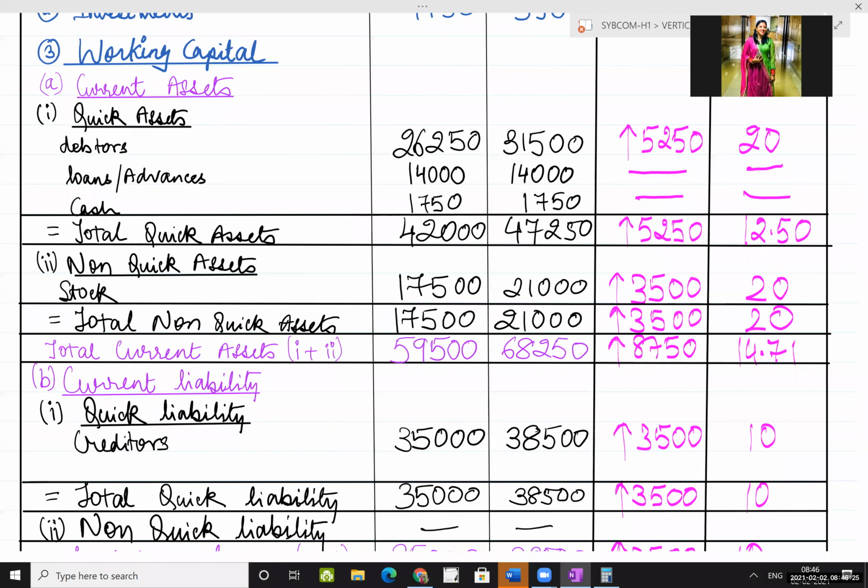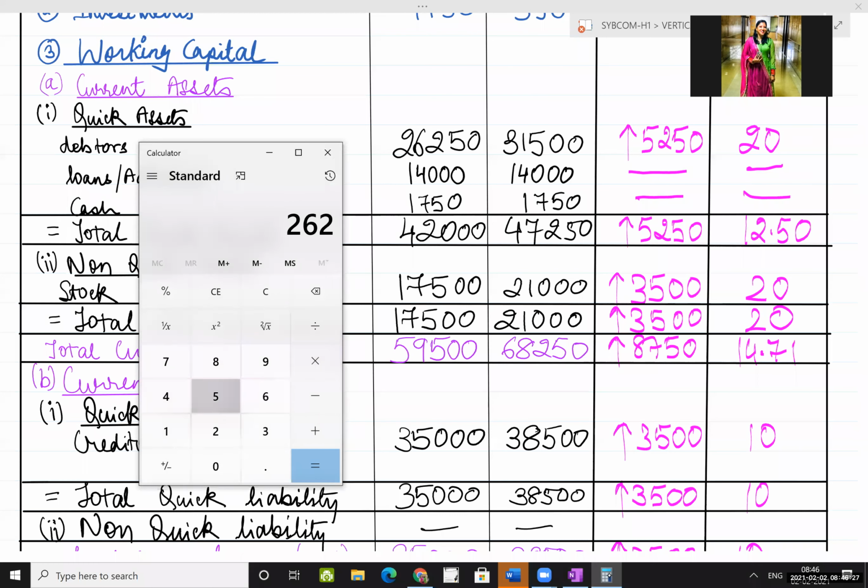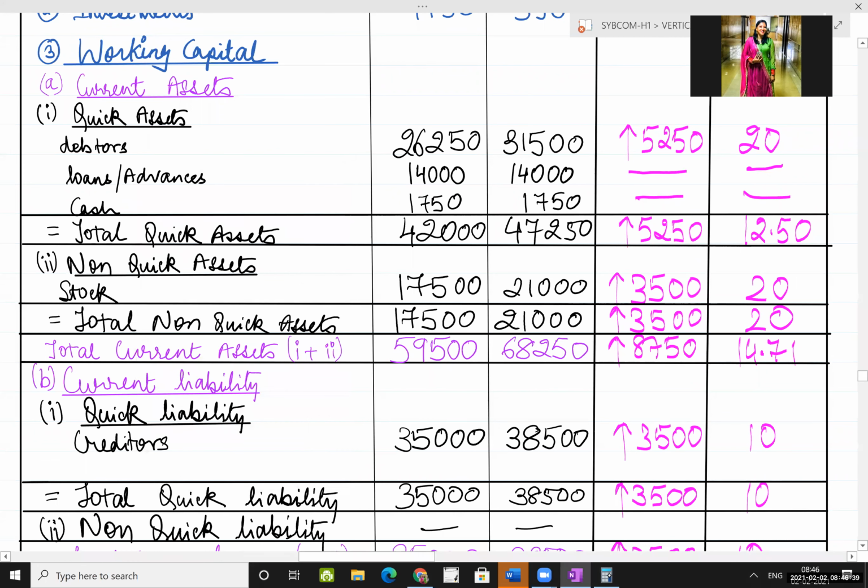Quick assets, may I have debtors. Debtors 26,250. Now it is 31,500. So there is an increase 5250 divided by 26,250 into 100. 20% increase. Next is loans and advances 14,000. Next year also it is 14,000. Both the years it is same. So there is no change. Zero, right? Put a dash. Cash same. 1750. Here also it is 1750. No change. Put a dash.